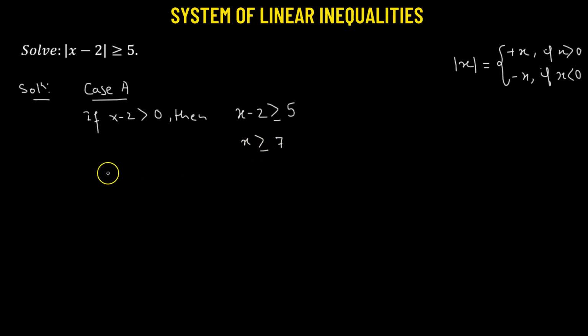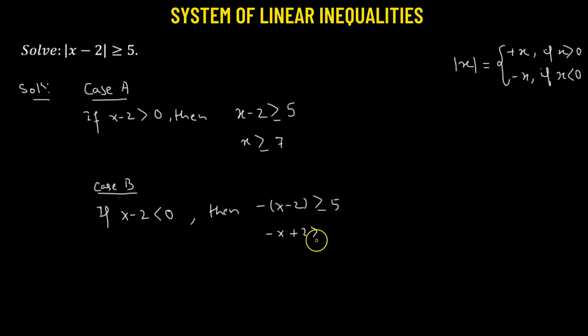Fine. Then if we take the second case, case number 2, it says, what if x minus 2 is a negative number? In that case, we have negative of x minus 2, so that's going to be greater than or equal to 5. Or simply, we get negative x plus 2 greater than or equal to 5. We'll transpose 2 to the right-hand side. So that gives us negative x greater than or equal to 3.